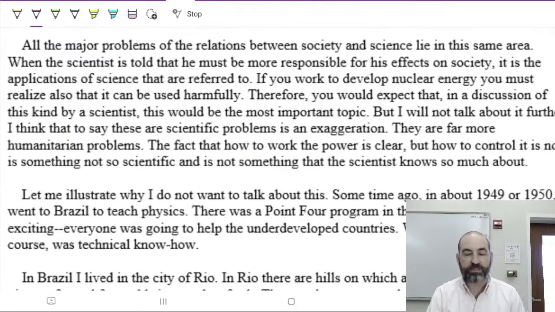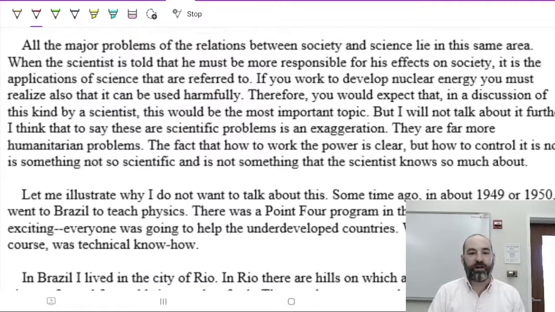Then he relates this to science and society. So he says, if you work to develop nuclear energy, you must realize that it can also be used harmfully. Therefore, you would expect that in a discussion of this kind by a scientist, this would be the most important topic, but I will not talk about it further. Right? So he's saying, this is not a scientific problem. This is a social problem. How do we prevent people from killing each other with more and more powerful weapons? It's not the scientist's problem to decide whether or not to develop those things.